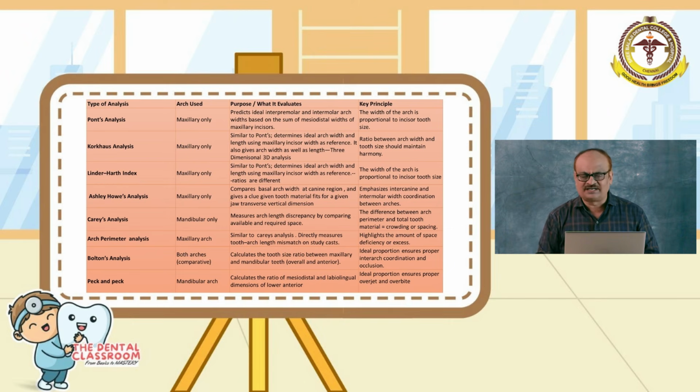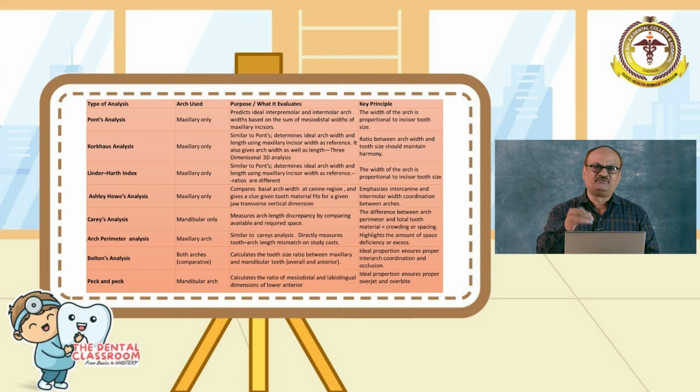It is done in the maxillary arch, and Linder-Harth analysis is nothing but equivalent to your Pont's analysis, and Ashley-Howe's analysis considers the arch width and gives whether the given total tooth material is perfectly fitting your arch width or not. Carey's analysis is done in the lower arch. If the same is done in the upper arch, it is called arch perimeter analysis. It gives you whether the arch perimeter is fitting to your given tooth size or not, and Bolton's analysis, which is called intermaxillary, gives you where the discrepancy is between maxillary and mandibular arch.